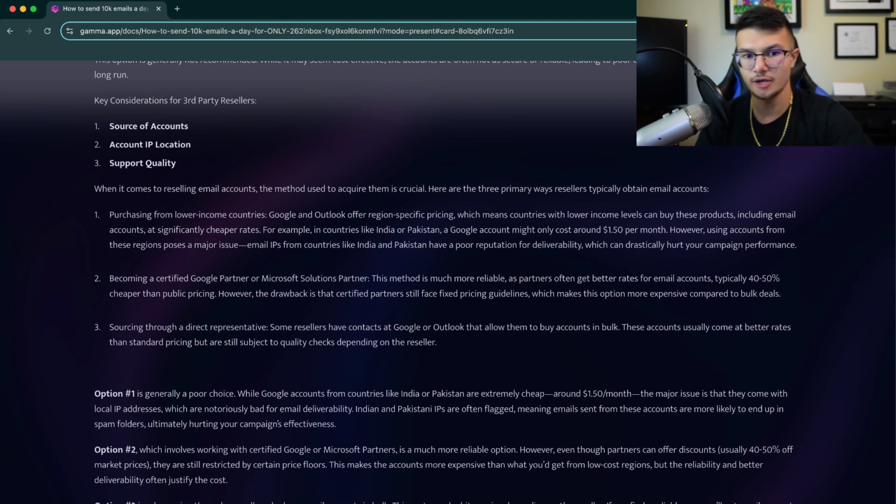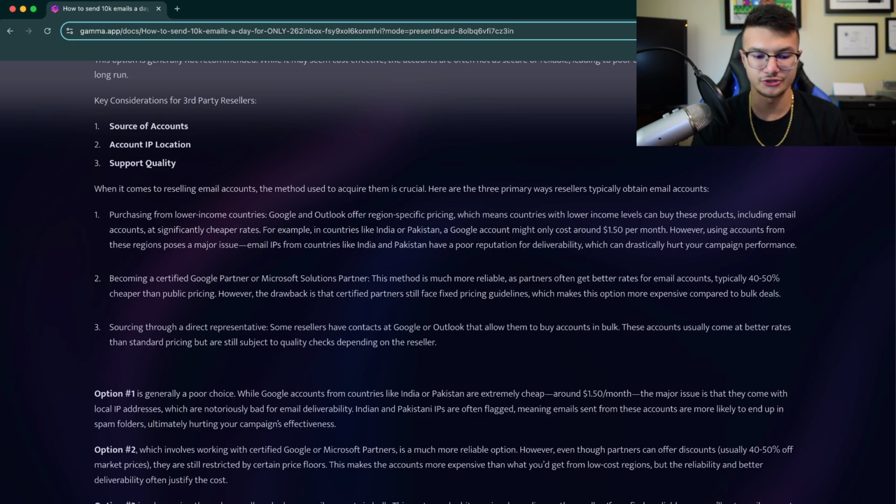Now, let's talk a little bit about option 1, purchasing from lower income countries. This is generally a poor choice, and I'm going to tell you why. While Google accounts from countries like India or Pakistan are extremely cheap, literally around $1.50 a month, the major issue is that they come with local IP addresses. So essentially, they're notoriously bad for email deliverability. Indian and Pakistani IPs are often flagged, meaning emails sent from these countries are more likely to end up in the spam folders, ultimately hurting your campaign's effectiveness.